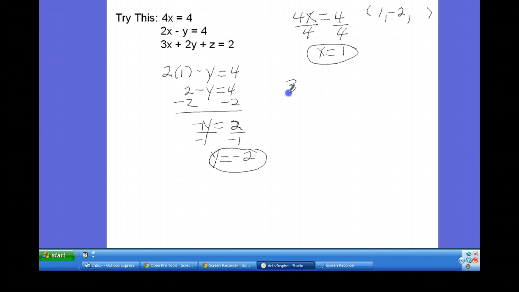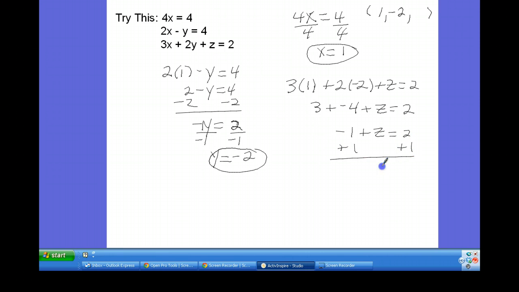Okay, so this equation becomes 3 times 1 plus 2 times negative 2 plus z equals 2. Multiplying, 3 plus negative 4 plus z equals 2. Negative 1 plus z equals 2. Add 1 to both sides. Z equals 3. So 1, negative 2, 3 is the solution to the system. Okay, moving on to the next type problem.